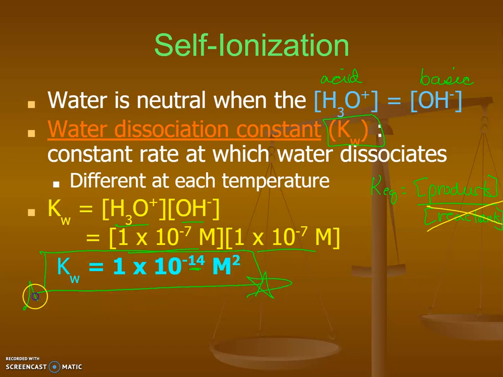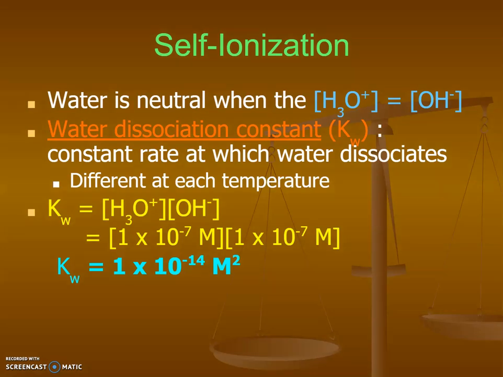This is an important number to remember because everything in pH is based out of the value of 14. And this is where we get that number 14 from. So remember that number. We're going to come back to it.